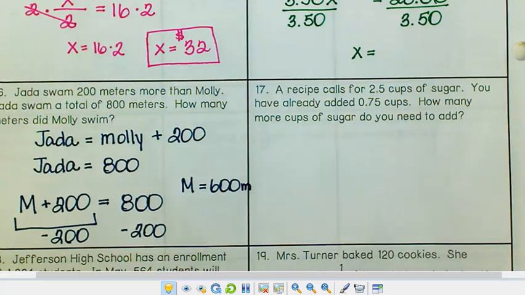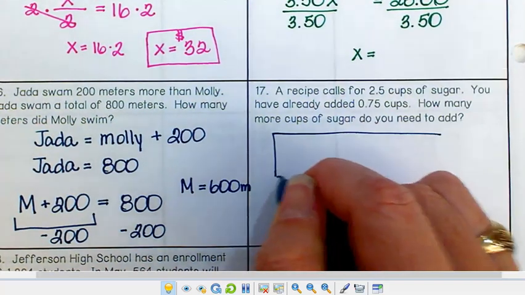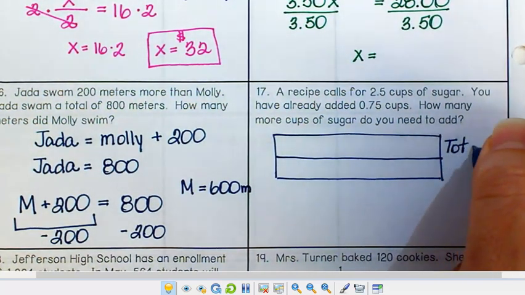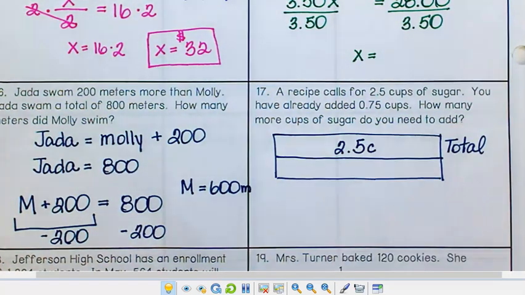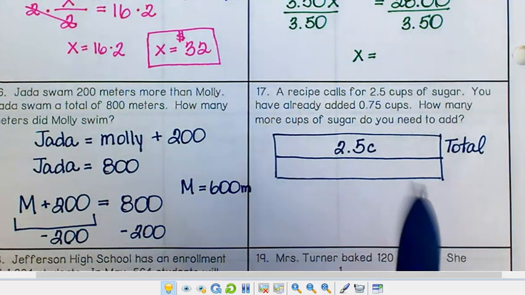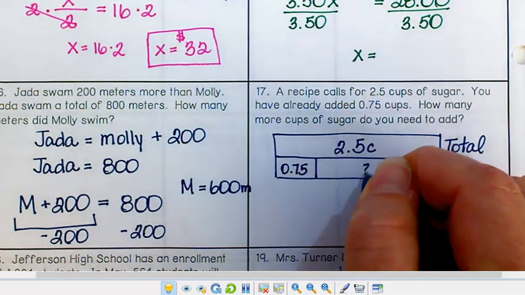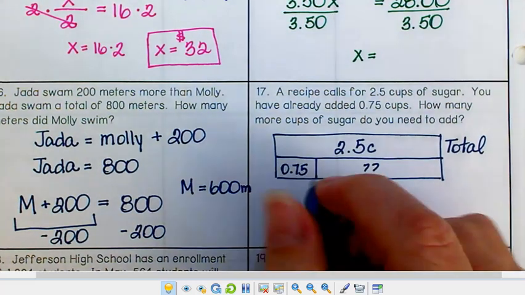Number 17, a recipe calls for 2.5 cups of sugar, and you've already added 0.75 cups. How many more cups of sugar do you need to add? Okay. Basically, let's do box style. Top is my total. I need a total of 2.5 cups of sugar. I've already added 0.75. So what else do I need to add to get this total of 2.5?